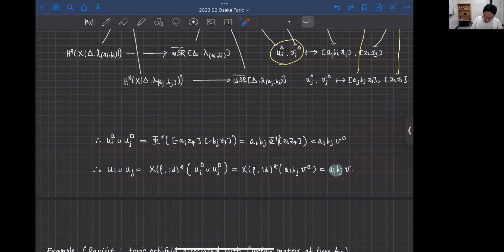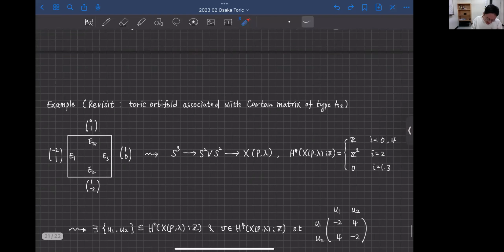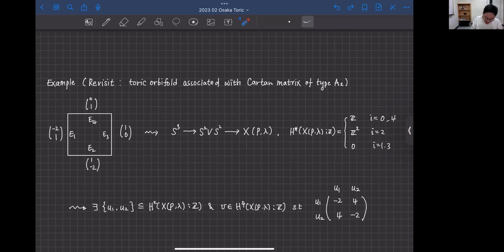Okay. This is just a brief sketch of the proof. I omitted many details behind this computation. For instance, let me finalize my talk by showing you this example again.